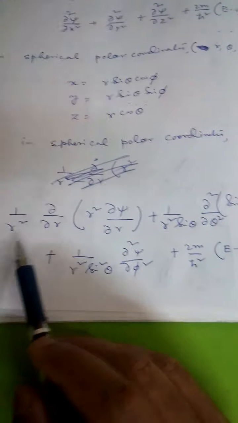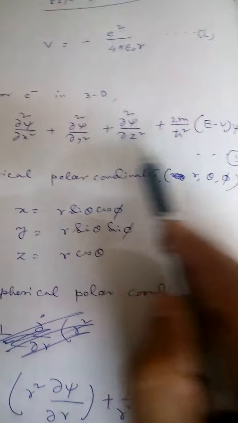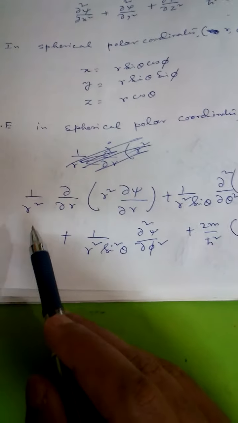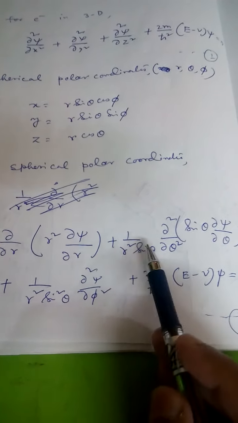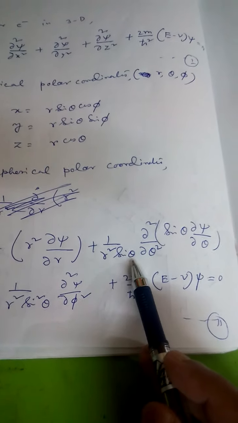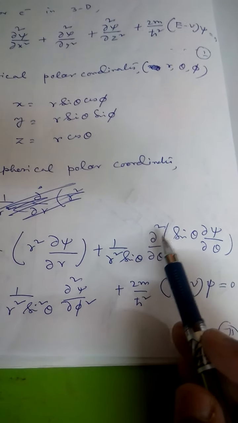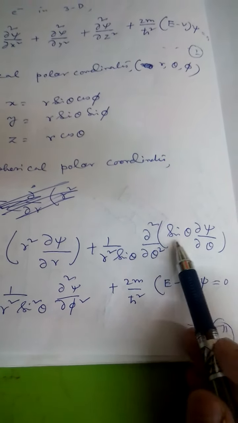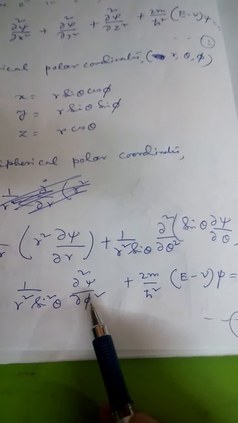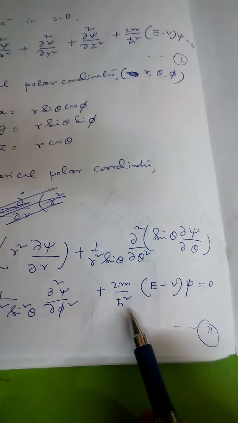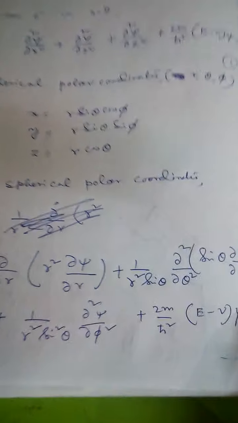we get this expression. This Schrodinger equation, equation 1, reduces to equation 2: 1 by r square del by del r of (r square del psi by del r) plus 1 by r square sin theta del by del theta of (sin theta del psi by del theta) plus 1 by r square sin square theta del square psi by del phi square plus 2m by h cut square (E minus V) psi equals 0.